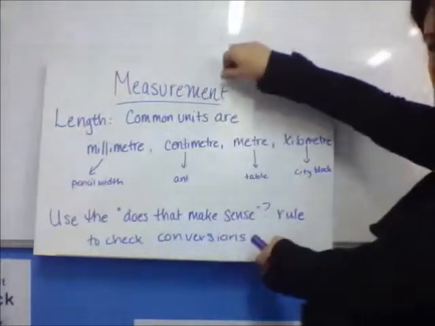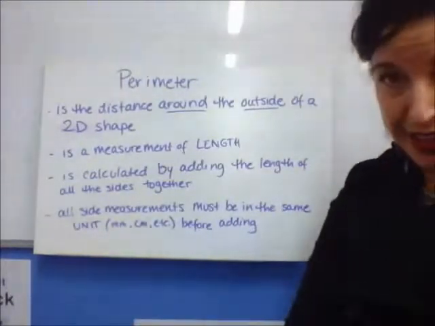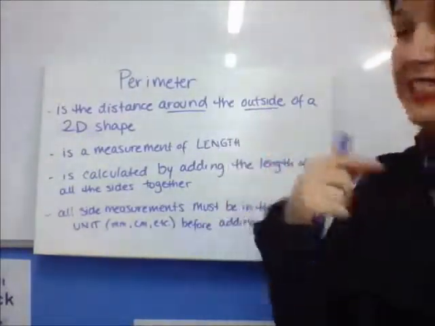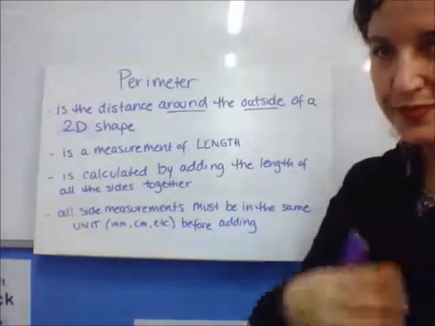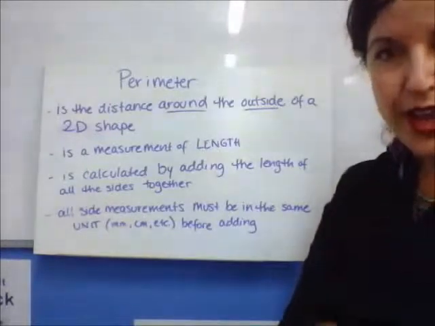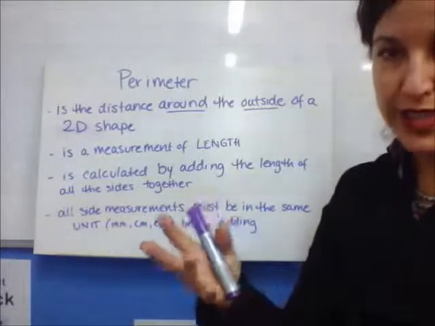Okay, easy peasy. So today we're just going to talk for a minute about perimeter. Perimeter is a measurement of length. It's the distance around the outside of a two-dimensional shape. So you're going to be expecting a measurement of the perimeter to be in a unit that measures length.